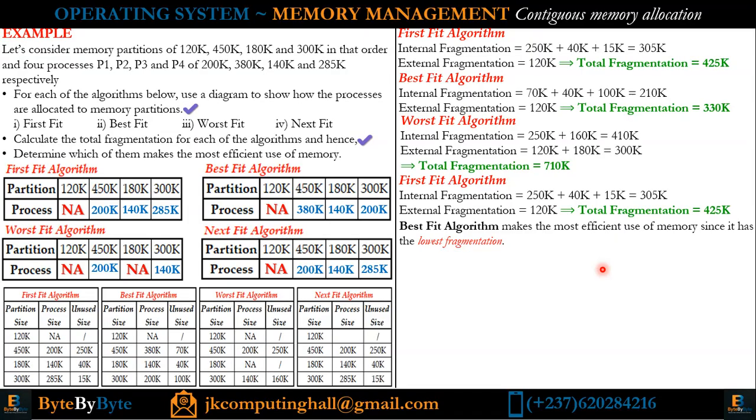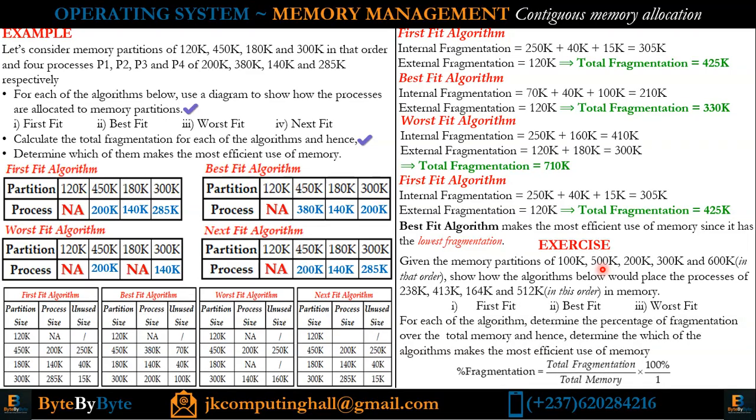You think it's the end of the video, but we are concluding the video with this sumptuous exercise. The exercise says, given the memory partitions, we have 100k, 500k, 200k, 300k, and 300k in that order. Show how the algorithms below will place the processes of 285k, 413k, 164k, and 512k. You see that this one is different from the first one because in this case, I have 5 partitions, but I have only 4 different processes. And you are supposed to draw for the first fit, the best fit, and the worst fit.